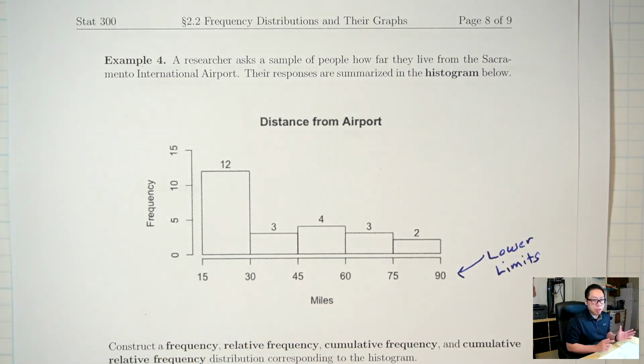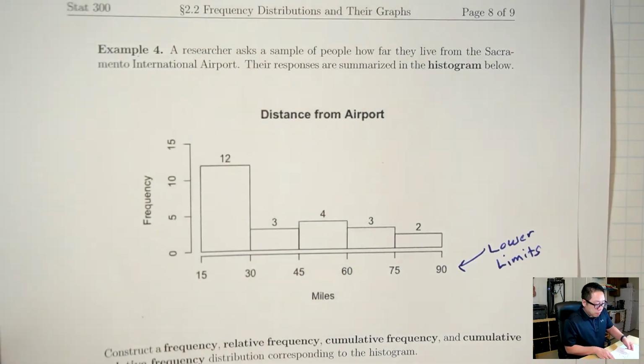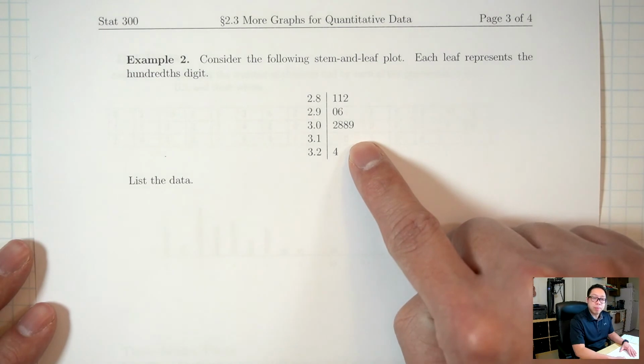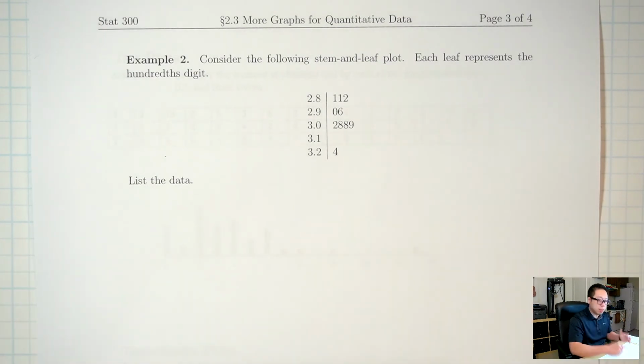And that's really all you can tell me, right? You can't really tell me what the actual numbers are. These 12 people are somewhere between 15 and 30 miles from the airport, but you don't actually know the numbers. Now, this is one of the advantages of a stem and leaf plot. If I give you a stem and leaf plot, you can actually go backwards and tell me what the original numbers are. And this is what we're doing in example 2.